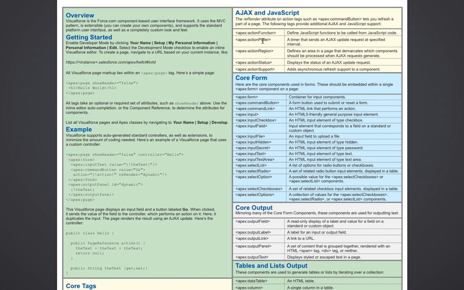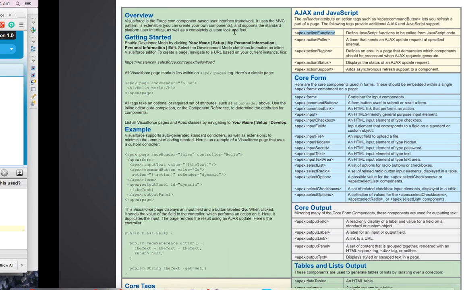So action poller is a timer that sends a request at a specific interval of time, where you can configure that interval as an attribute in the tag. So this is a tag. You can configure the interval time in this tag. We are going to work on this example. If you want to see this example, it's really a very simple thing. I would like to show it in the next example.